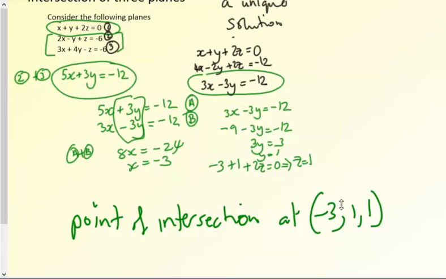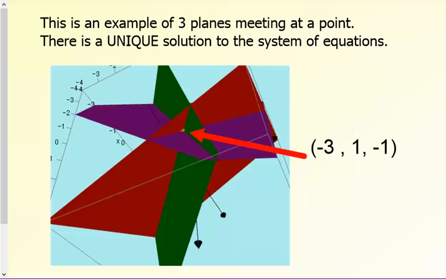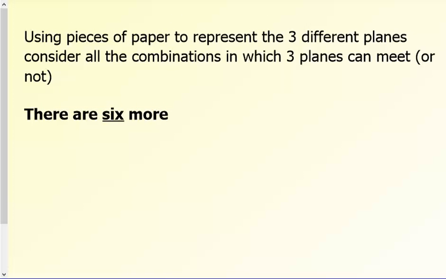But that's not all the possibilities. So we've already spoken there right at the start of the video about planes not actually meeting in the first place. So what I'd like you to do now is think about the other possibilities. Now, there are some possibilities where planes will just not meet at all, and there'll be other possibilities where there'll be an infinite number of solutions.